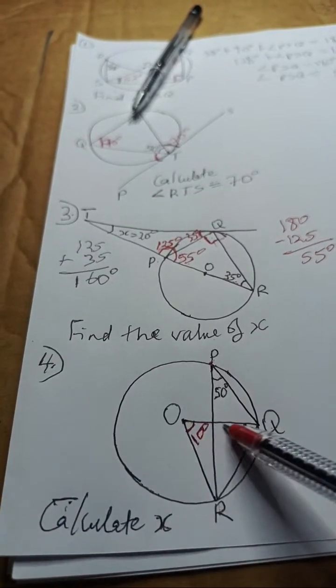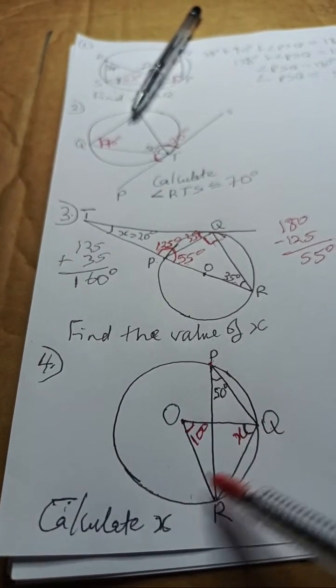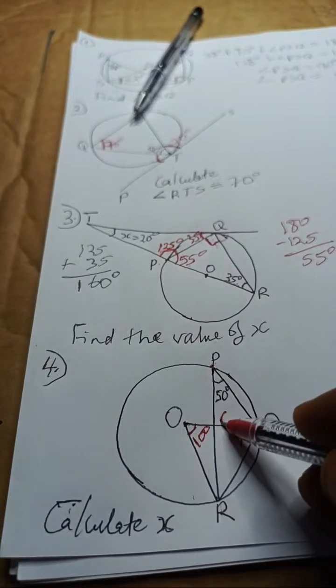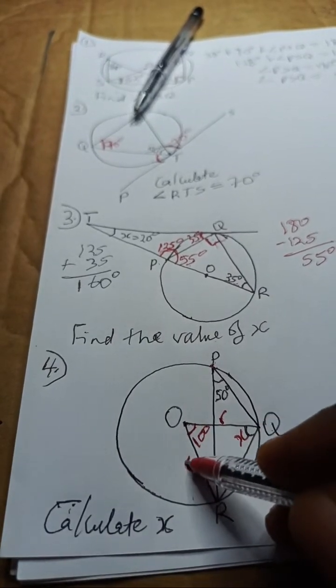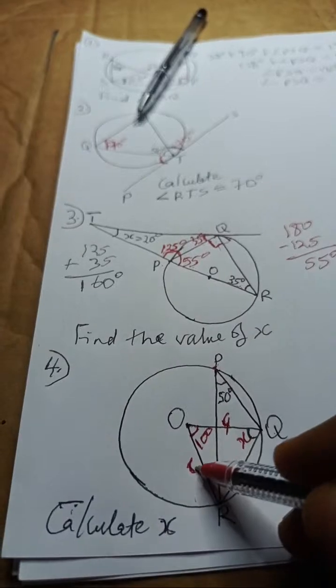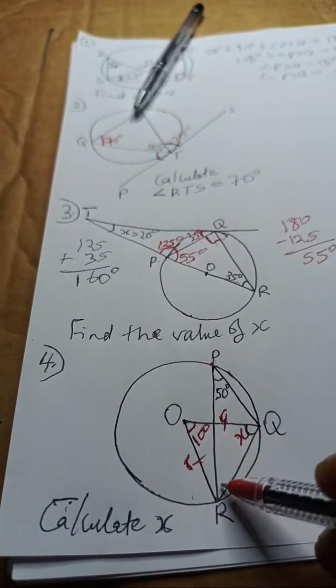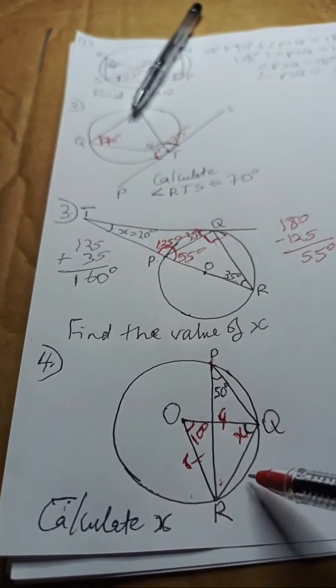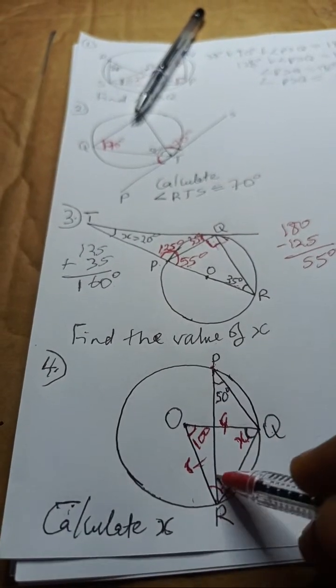Now, this is an isosceles triangle, because from here to here is the radius, and here to here is also the radius. So they are the same. It means this is this. In an isosceles triangle, the base angles are always the same. So when this is x, this also should be x.